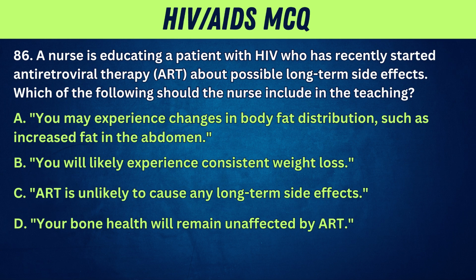86. A nurse is educating a patient with HIV who has recently started antiretroviral therapy, ART, about possible long-term side effects. Which of the following should the nurse include in the teaching? A. You may experience changes in body fat distribution, such as increased fat in the abdomen. B. You will likely experience consistent weight loss. C. ART is unlikely to cause any long-term side effects. D. Your bone health will remain unaffected by ART.